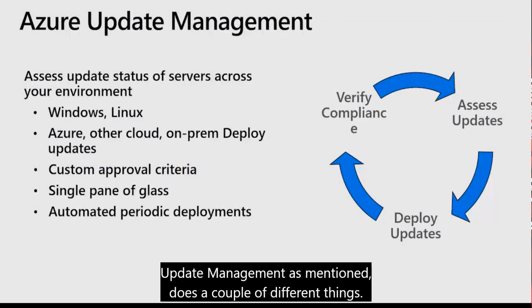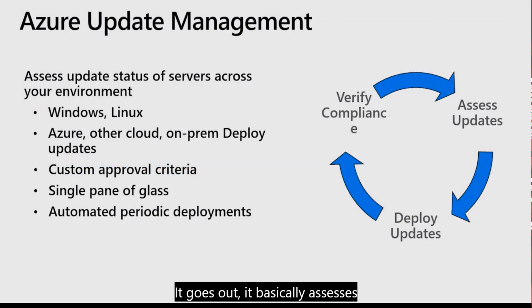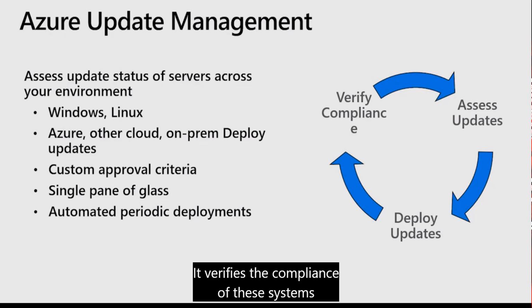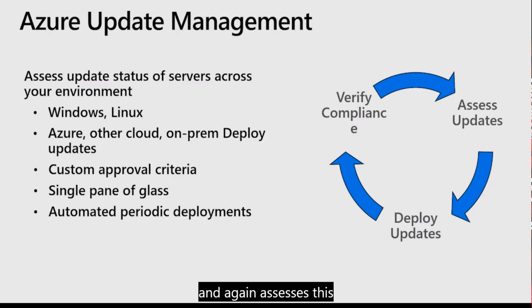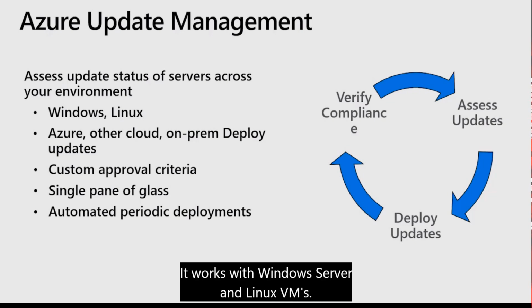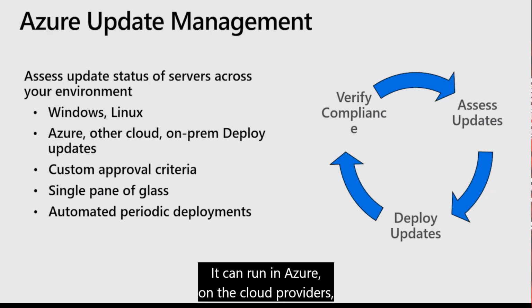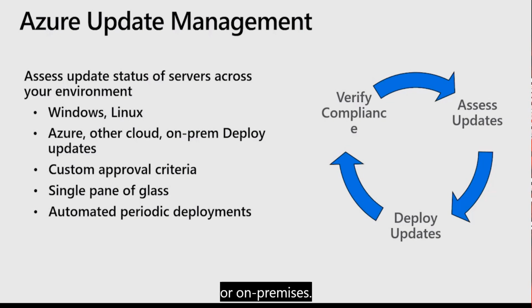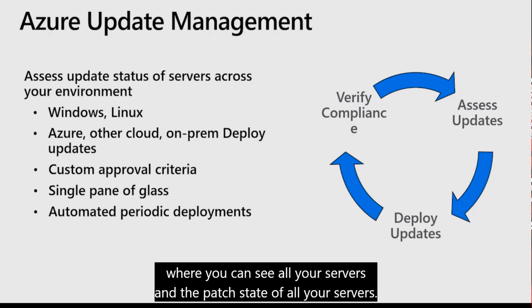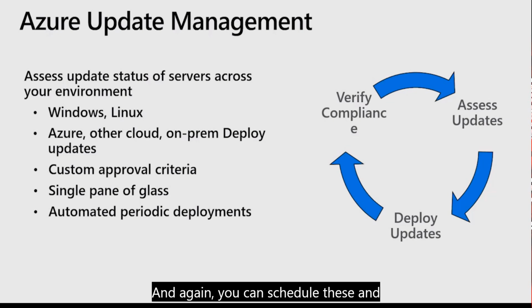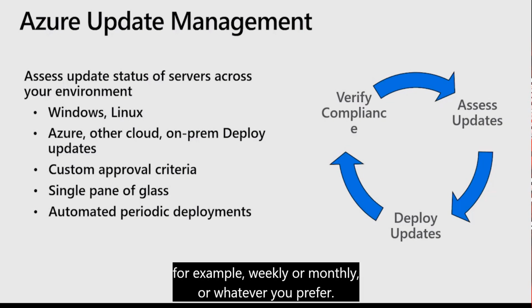Update management, as mentioned, does a couple of different things. It goes out and assesses your systems. You can then deploy updates to it. It verifies the compliance of these systems and again assesses this, and you can again deploy updates to it. It works with Windows Server and Linux VMs. It can run in Azure, other cloud providers, or on premises. You can do custom approval criteria. You have that single pane of glass where you can see all your servers and the patch state of all your servers. And again, you can schedule these update deployments, for example, weekly or monthly or whatever you prefer.